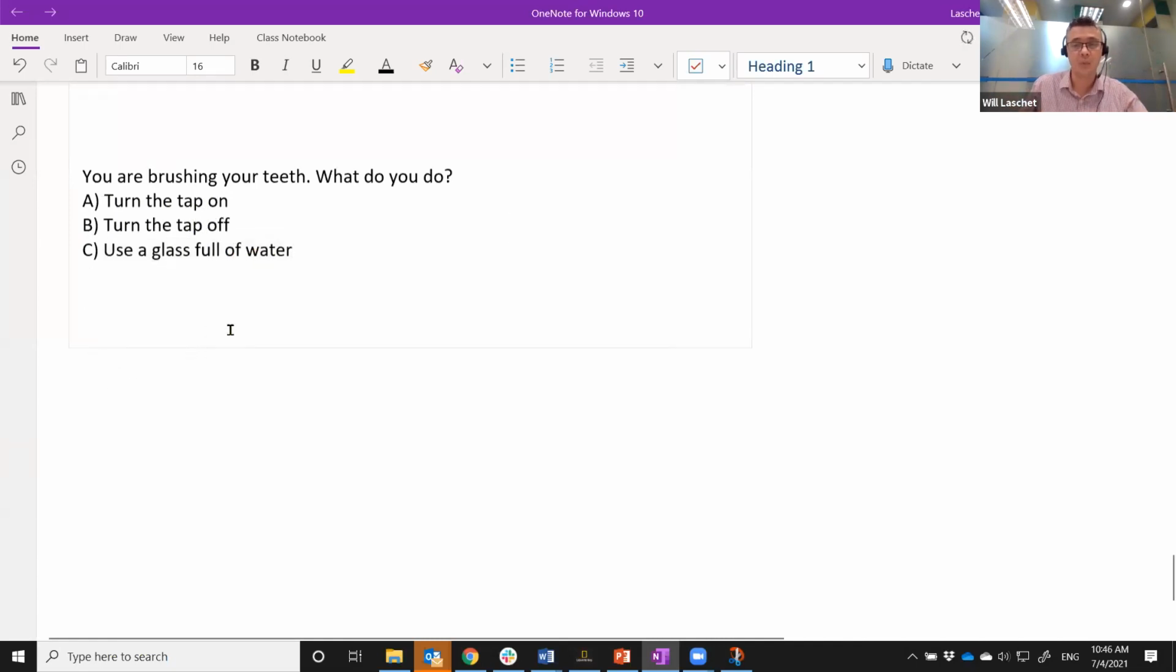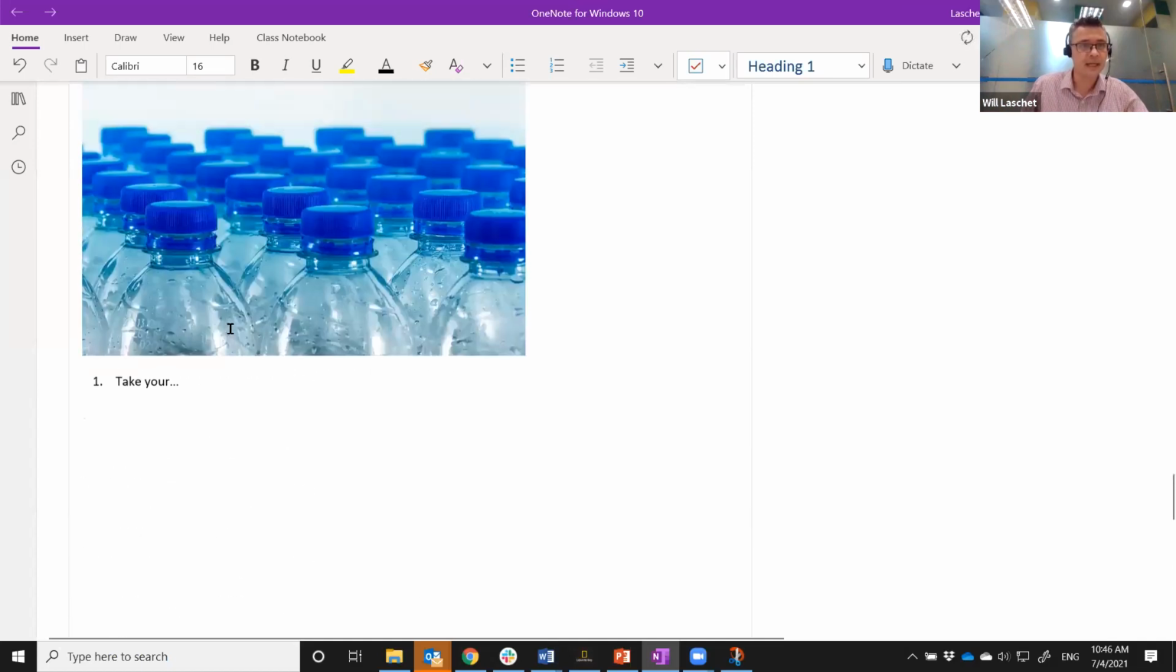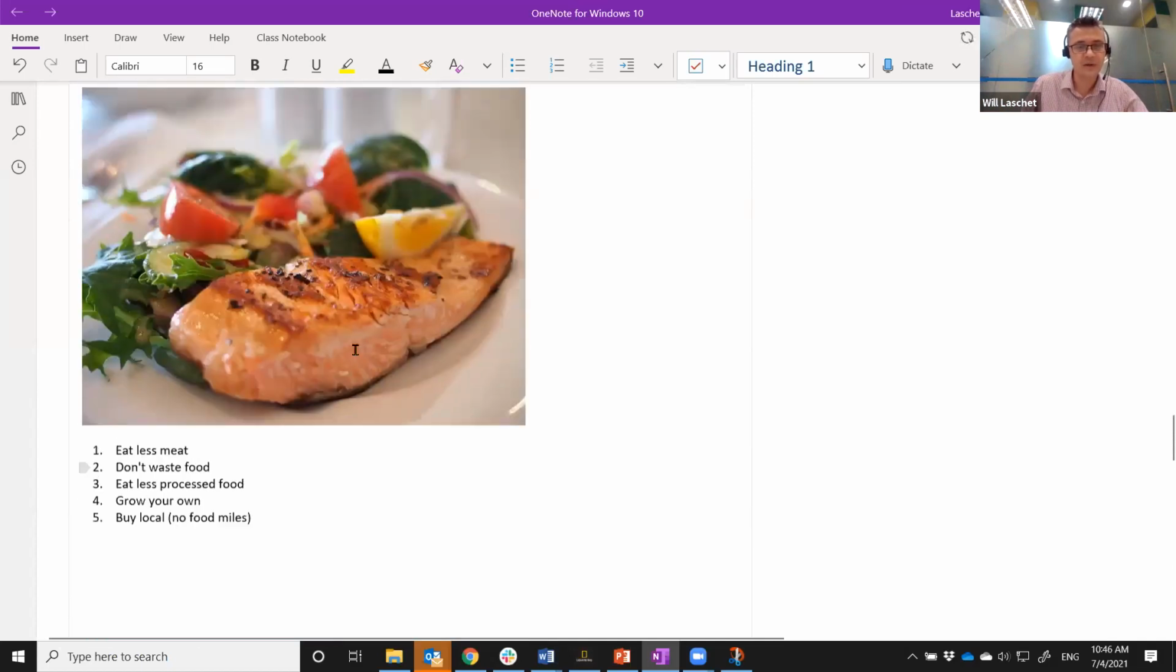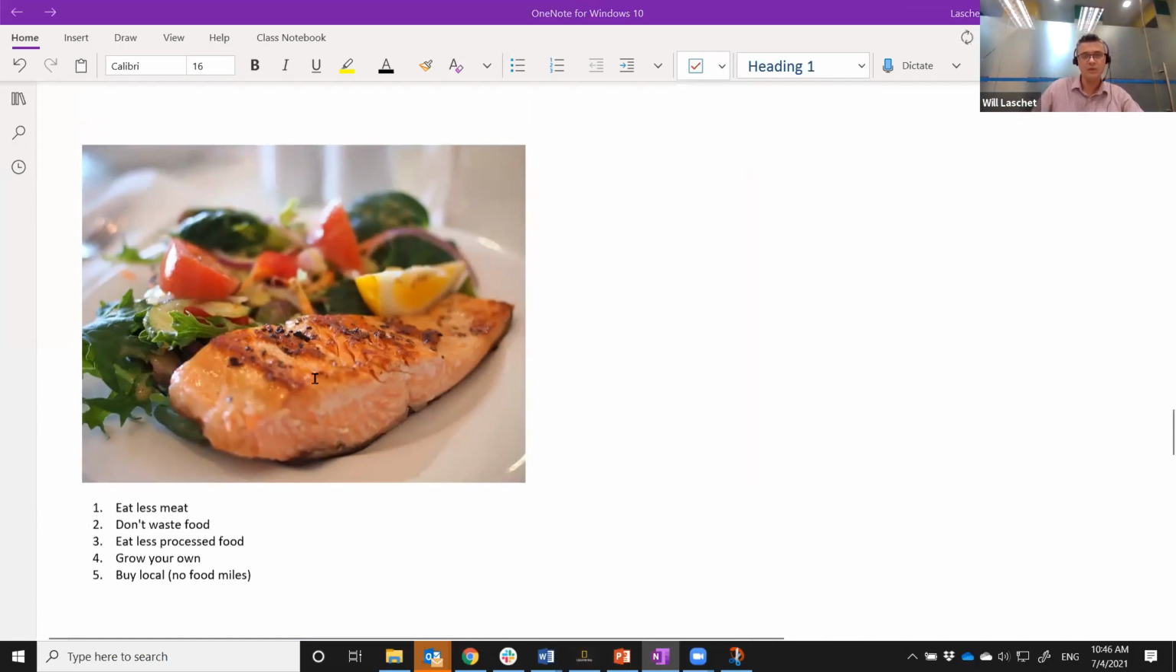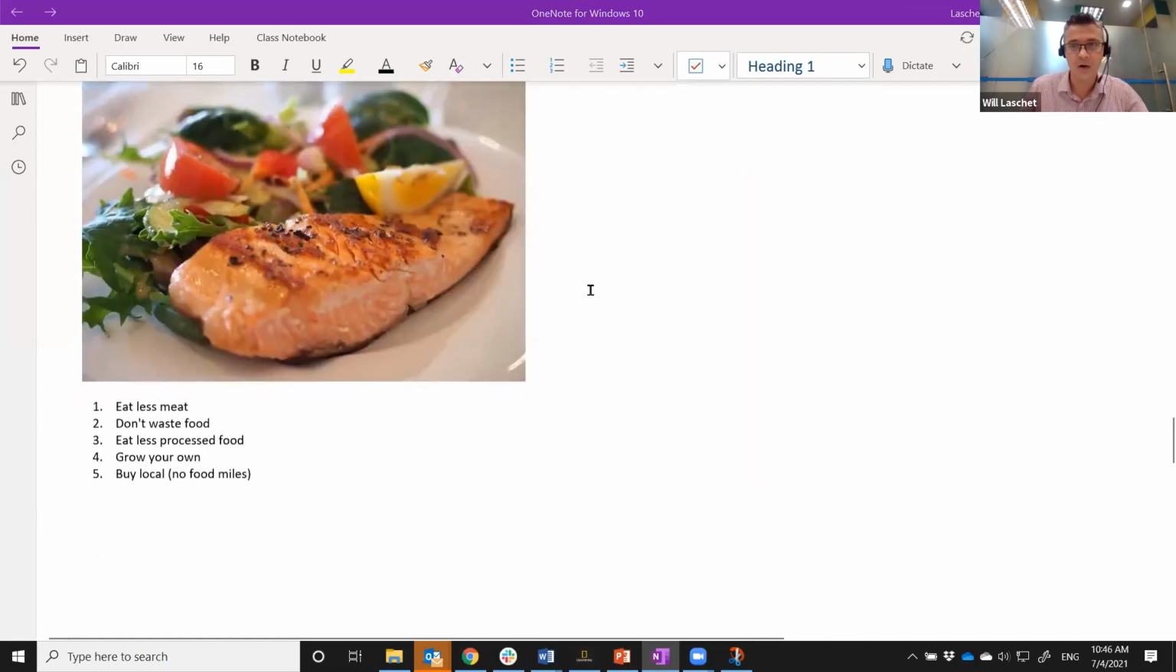Okay, let's do one more. Shall we do this one with the food? So we're going to pick one of these ideas. Can someone type into the chat box for me a yes/no question, which is linked to one of these 5 points? So someone type in a yes/no question, or one that we can answer yes, sometimes, or never.